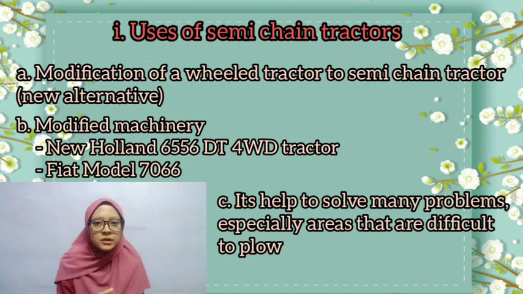Among the modified machinery are the New Holland 6556 DT 4WD tractor and the Fiat Modern 706C. The use of this tractor has helped a lot to solve many problems, especially in areas that are difficult to plow using a wheel tractor due to the deep soil.